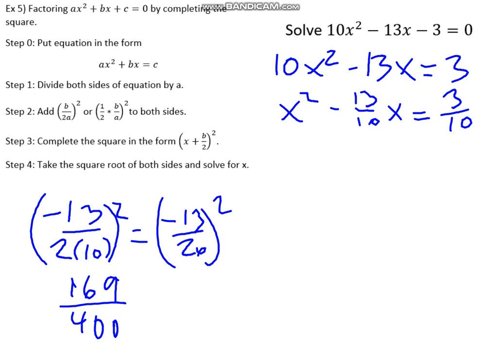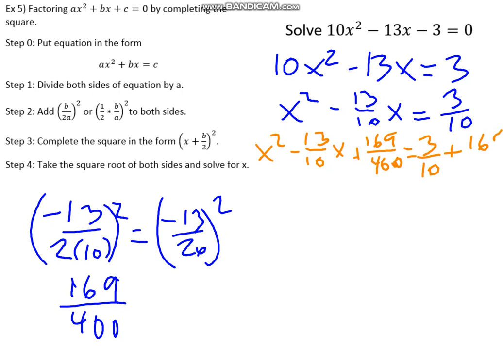So adding that to both sides of the equation, we're going to end up with x squared minus 13 over 10x plus 169 over 400 equals 3/10 plus 169 over 400.